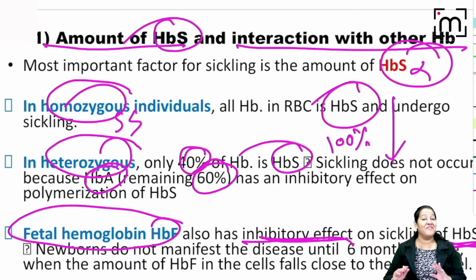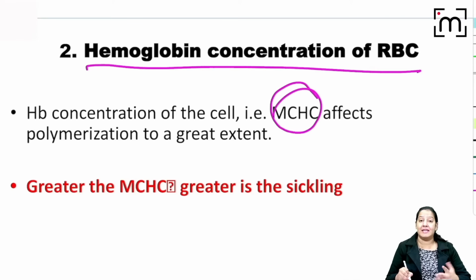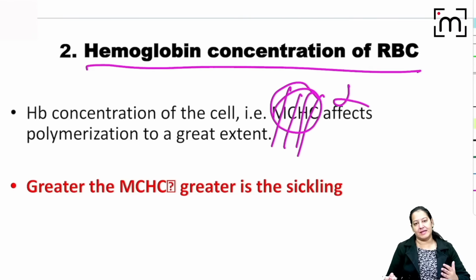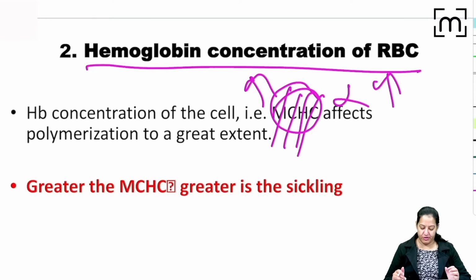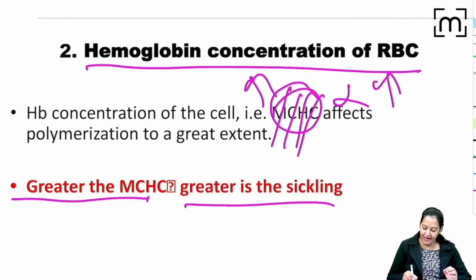The second factor determining sickling is the hemoglobin concentration of the RBC, that is MCHC, mean corpuscular hemoglobin concentration. It is directly proportional to sickling. More is the MCHC, more is the sickling. Less is the MCHC, less is the sickling. And MCHC depends on the intracellular dehydration. So greater is the MCHC, greater is the sickling.